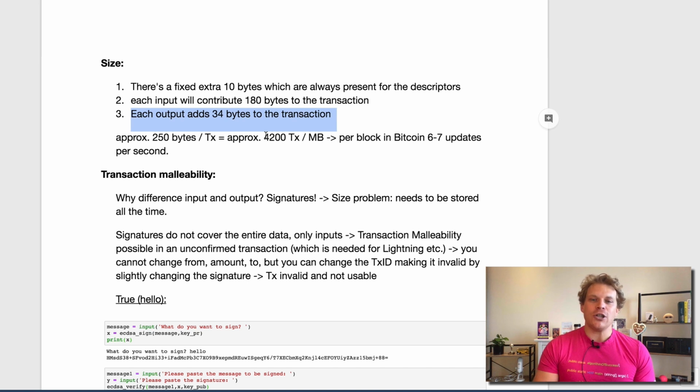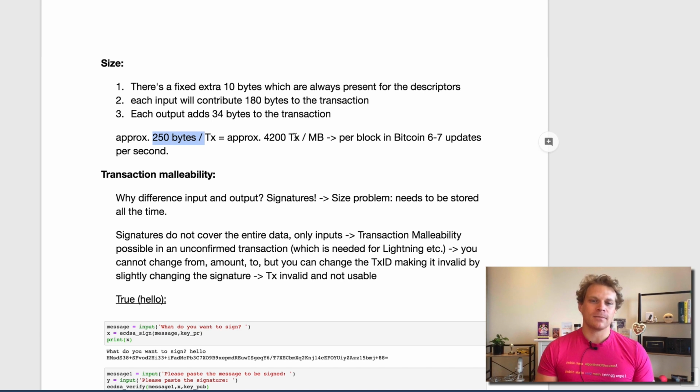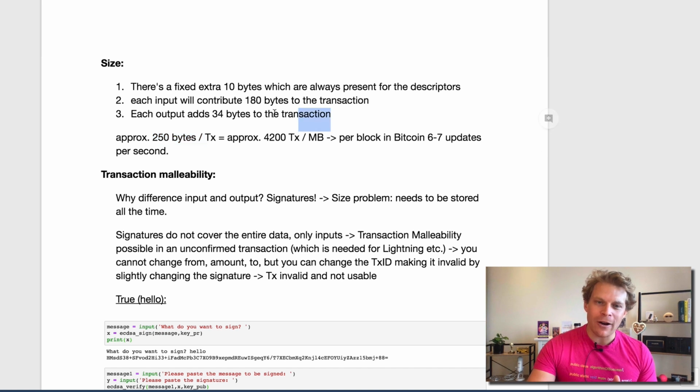And this also shows that we have a maximum of 6 to 7 updates per second, because one Bitcoin block is normally 1 megabyte. We're going to look at how to improve this, but this describes everything from a very rough perspective. Remember, there are approximately 1,000 kilobytes in a megabyte, so around 4 transactions per kilobyte, around 4,200 transactions per megabyte, 6 to 7 updates per second. Now, why is there a difference here?